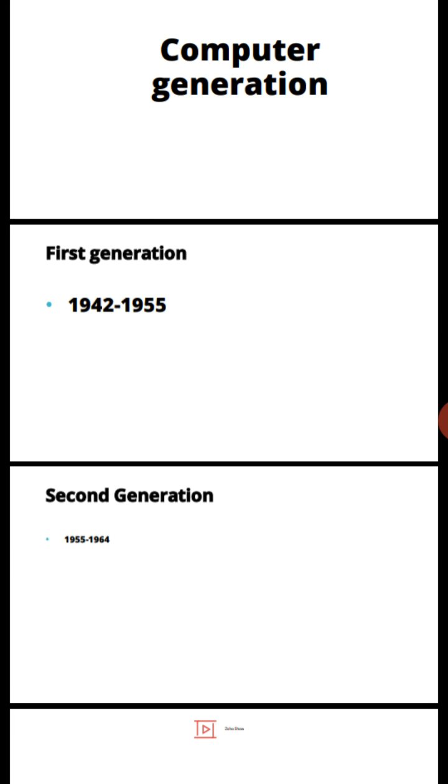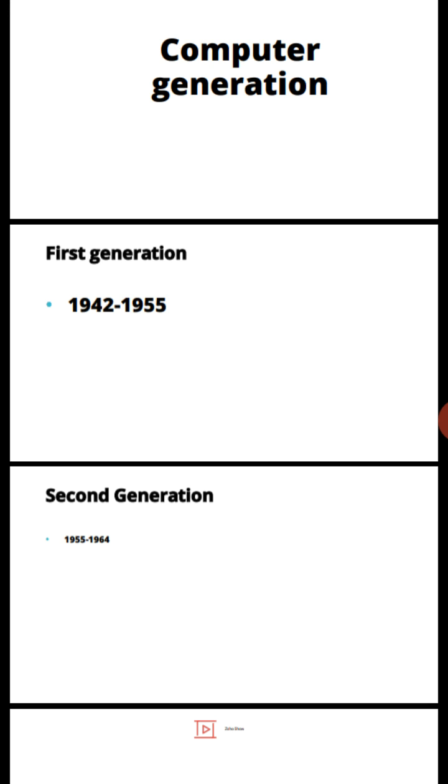Then the second one. Second generation, the year is 1955 to 1964. In the second generation, vacuum tubes were replaced by transistors. These computers were smaller, faster, more reliable and more energy efficient than first generation computers.